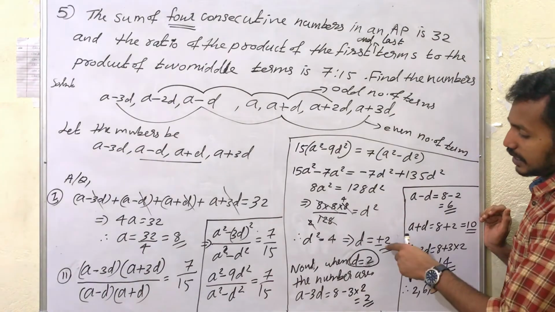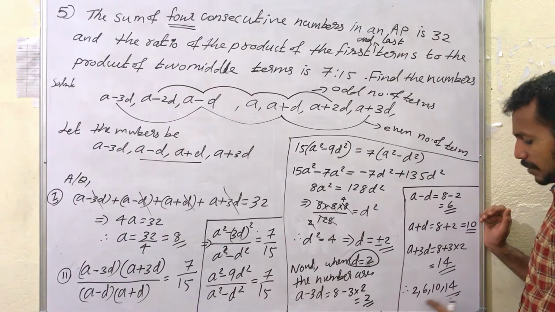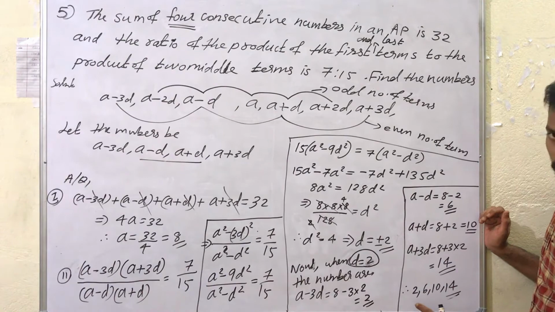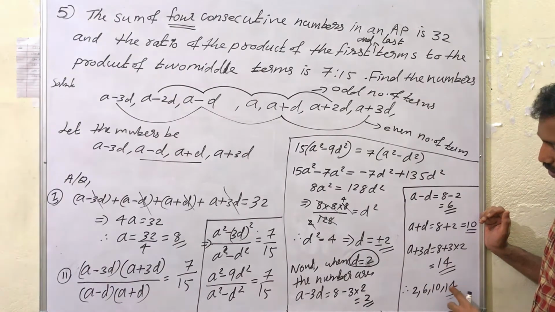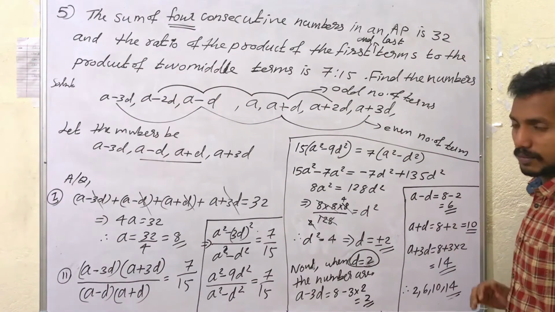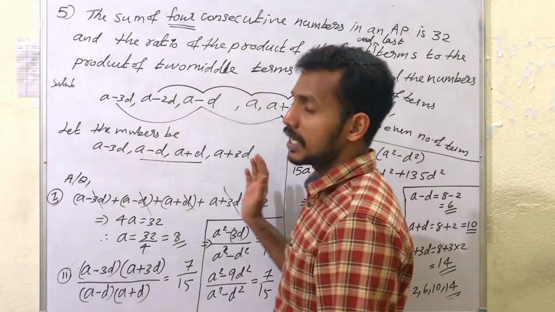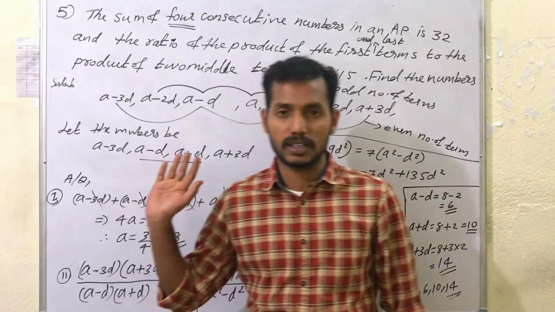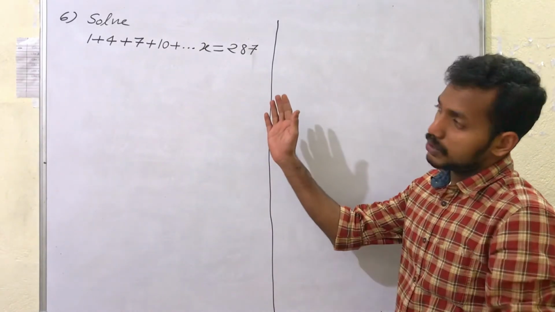Clear? Now when you take d equal to minus 2, you will get the same numbers, the order will be reversed. You will get 14, 10, 6, 2, like that. The answer will be the same. So this is a very important question. Many times this question is asked in your board examination. The last question I am going to discuss here.